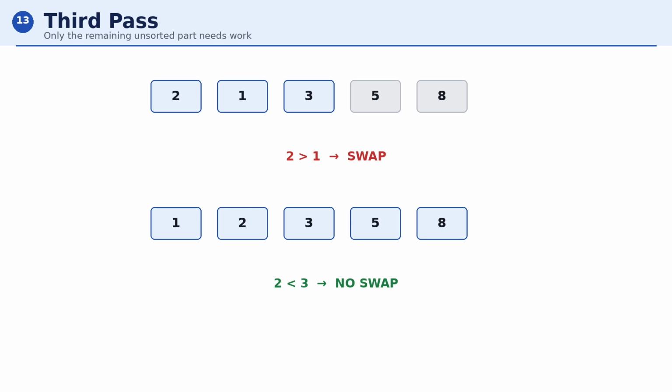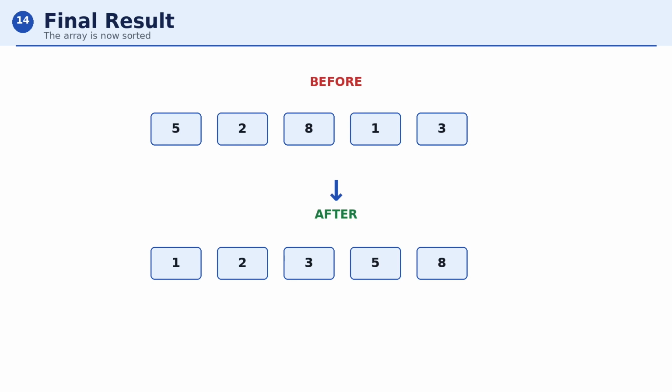Now let's perform the third pass. Our array is 2, 1, 3, 5, 8. Compare 2 and 1. 2 is greater than 1, so we swap them. We get 1, 2, 3, 5, 8. Now compare 2 and 3. 2 is smaller than 3, so we don't swap. At this point, the remaining elements are already sorted. We could continue checking, but we don't need to make any changes. And finally, our array is 1, 2, 3, 5, 8.